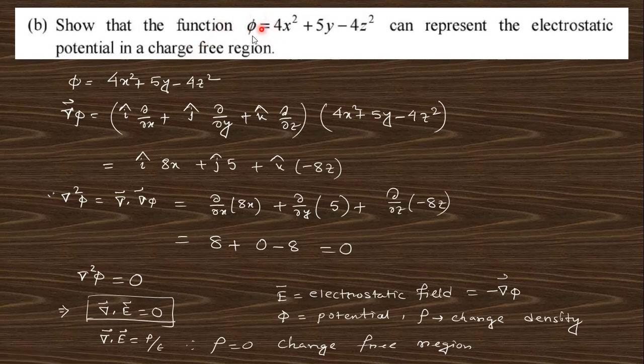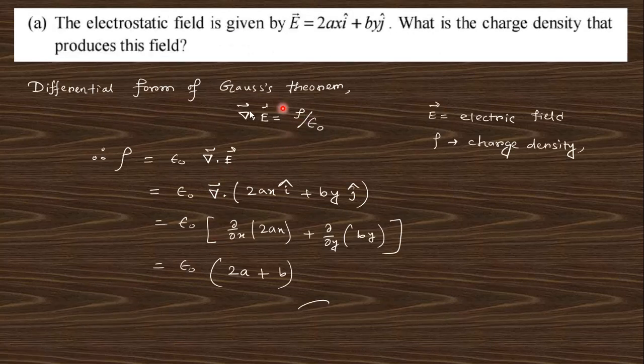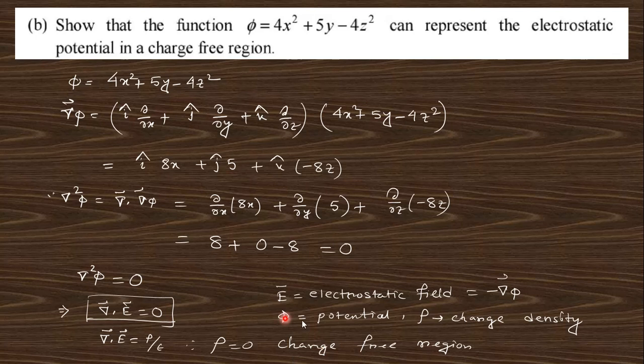The function phi is given to represent the electrostatic potential in a charge free region. So this is phi. Find grad phi, which is nothing but the electric field. Then find the divergence of this E, which is given as 0. So grad square phi equals 0, that means divergence E equals 0. But we showed that divergence E equals rho by epsilon naught. Divergence E being 0 means rho is 0. Rho is 0 means there is no charge. This is a charge free region. Clear?